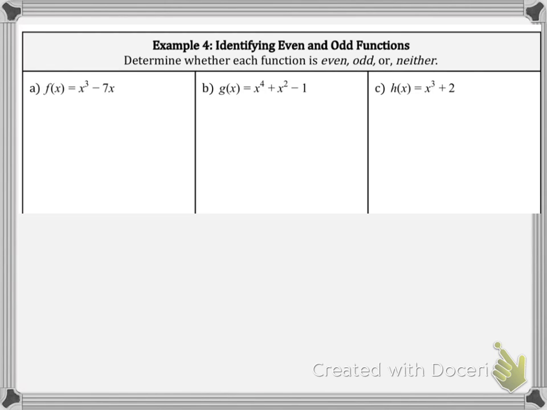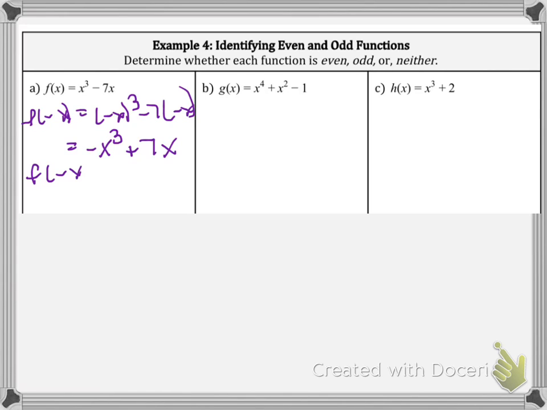So let's try it. We just want to identify even and odd functions, determine whether each function is even, odd, or neither. So what we're going to do to test that is just plug in a negative x. So f of negative x: negative x raised to the cube minus 7 times negative x. This raised to the cube, we know that will end up being negative x cubed, and then negative 7 times negative x would be a positive 7x. So f of negative x does equal negative f of x.